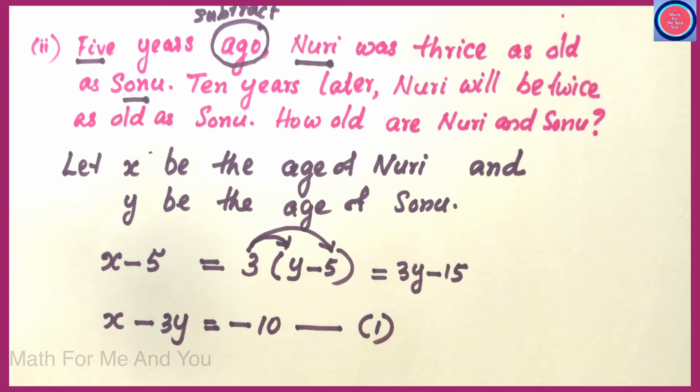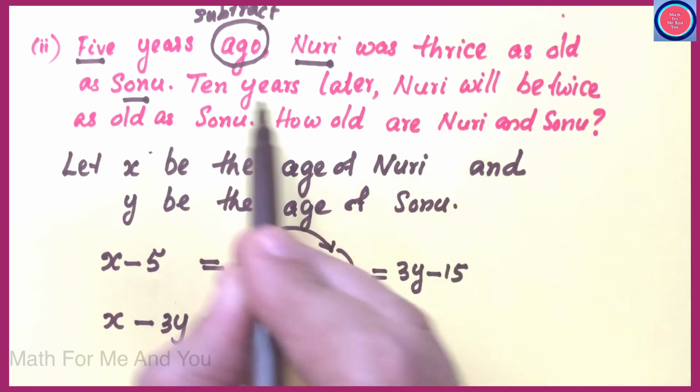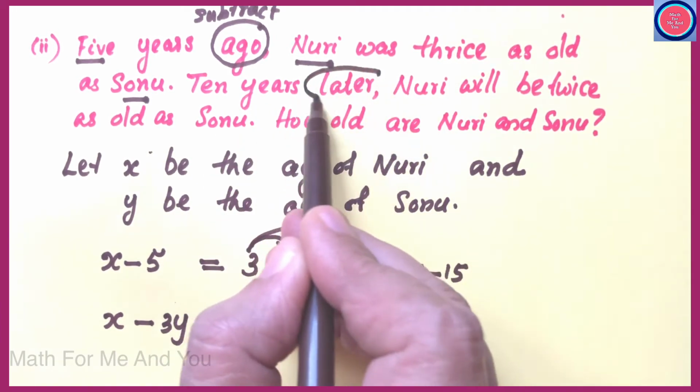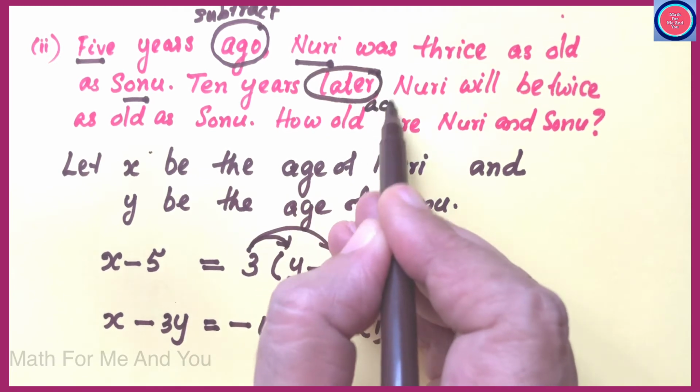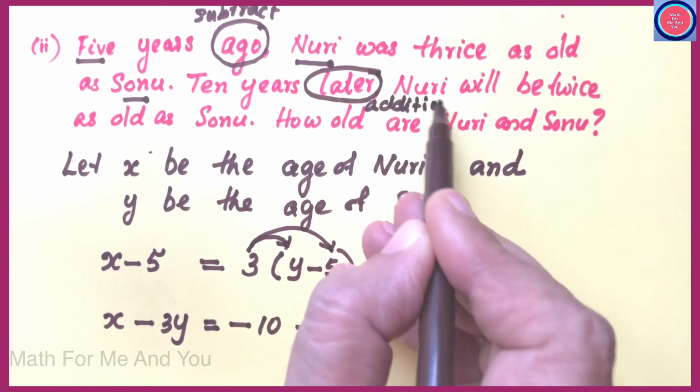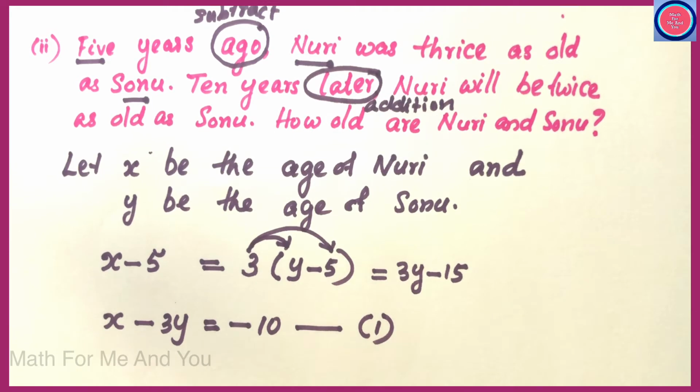Read the second condition. 10 years later. That means after 10 years. That means whatever the age now, we have to do plus 10. If you see later, later means we need to add. It is addition here. 10 years later means we add 10. So later shows addition.